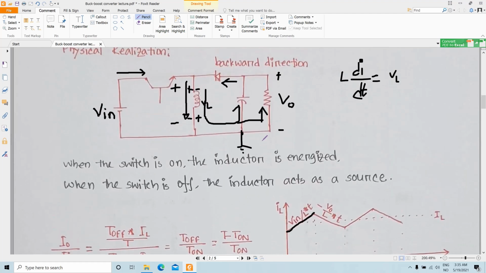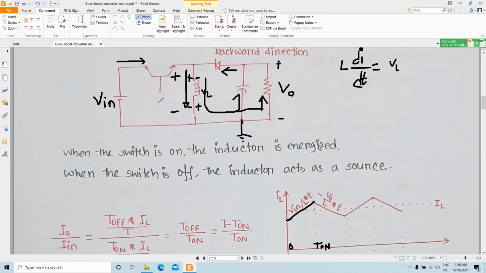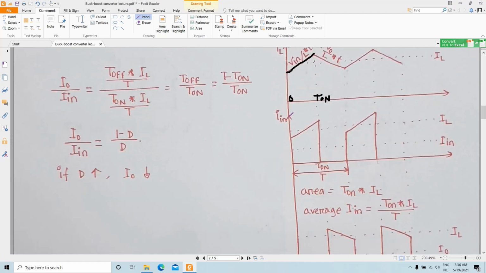And during the time from 0 to t on, the inductor current is the same as the transistor current. So your transistor current, or the I in, is the same. So I in and IT, this is your IT, which is basically the same as the inductor current during the on time.